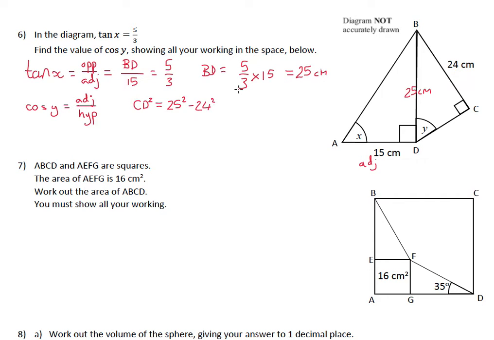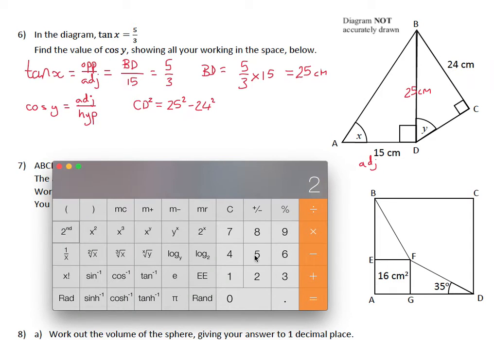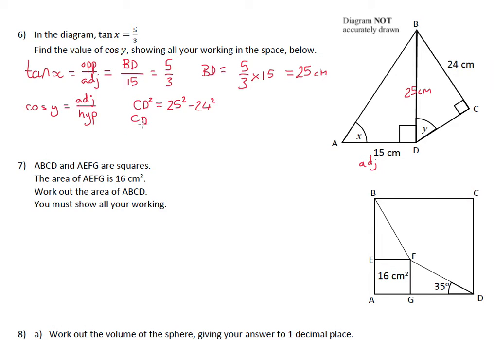Now, if you know your Pythagorean triples, you'll recognise this one. If not, you can use your calculator. Okay, so 25 squared minus 24 squared is 49. So CD squared is 49. And CD must be 7. As I said, this is a Pythagorean triple, which means it gives nice numbers when you use Pythagoras. So this is 7.